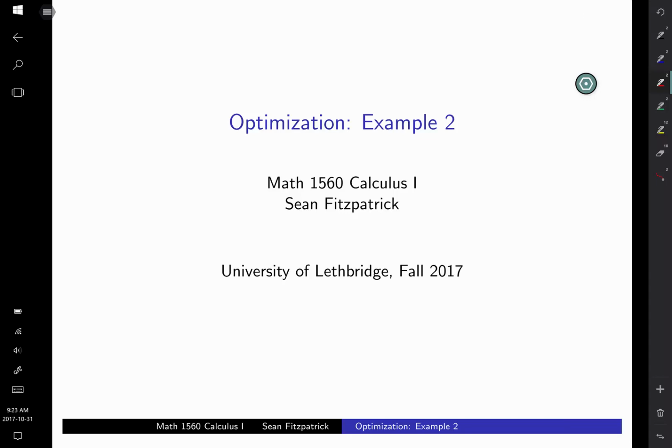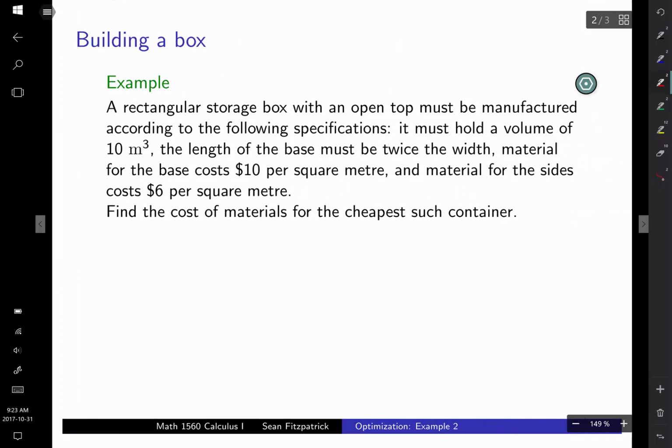Okay, so here is our next optimization example for Math 1560, Calculus 1 at U of L for fall 2017. So again, we're in section 4.3. We're looking at these max-min word problems. And this time, our word problem involves constructing a box. Okay, so here's our setup, right? You guys can read it as well as I can.